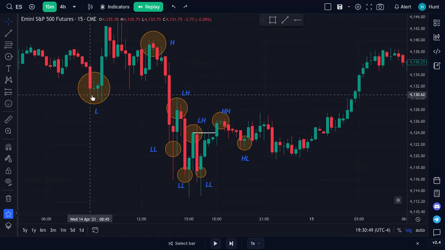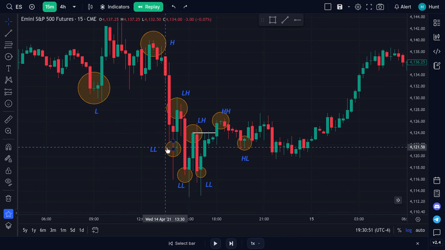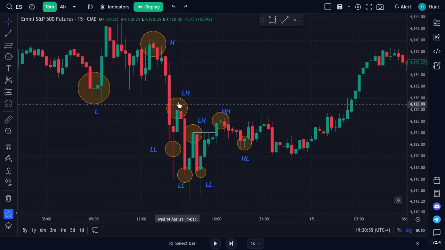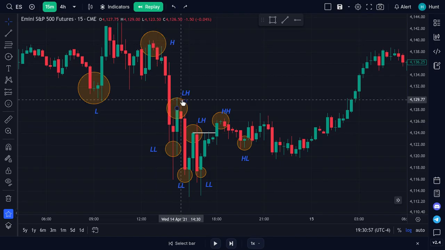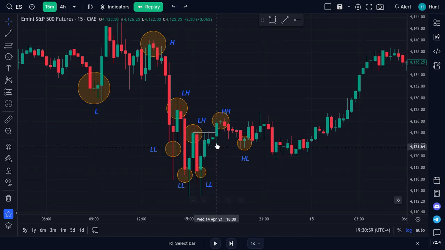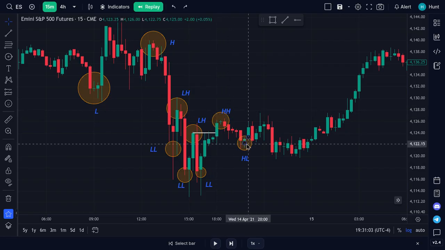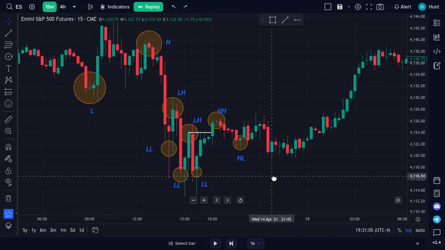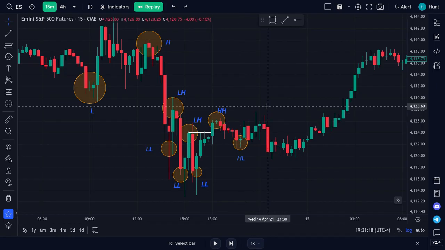We go below this low, create a new low. So this low is lower than this one, lower low. Create a new high. This high is lower than that one, lower high. And then so on and so forth. And then we break a high, create a higher high, and then we create a higher low. It's really that simple. That is how you identify a low, a high, a lower high, a higher low, and a higher high.